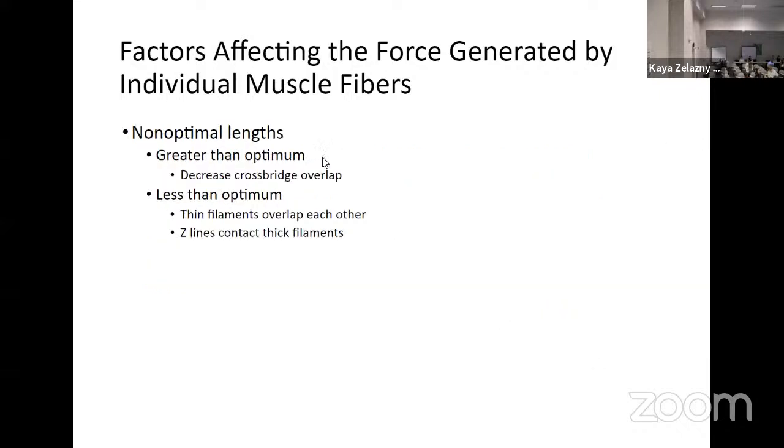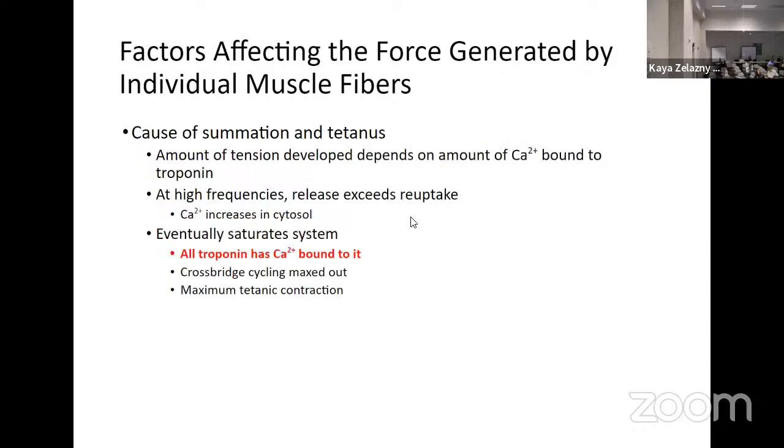So while we're looking at that picture at the end, we're going to think about what would make something a bad length, so a non-optimal length. If you have less than optimum length to your muscle fiber, you're not going to have enough overlap between actin and myosin to create a good amount of cross bridges. And if you have greater than optimum length, you're going to end up with too much overlap and not enough room to move.